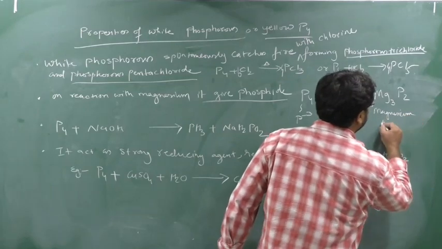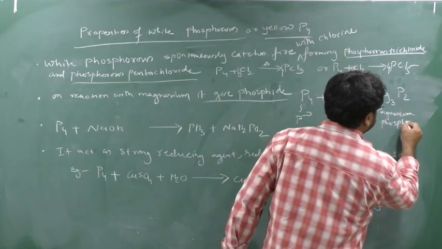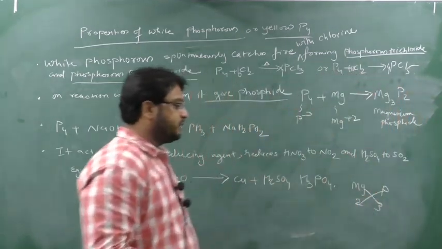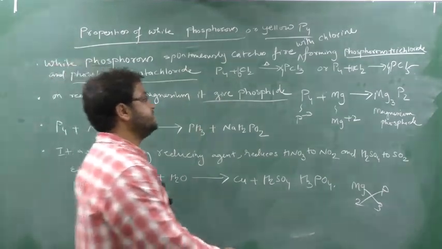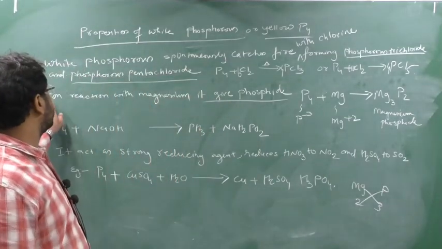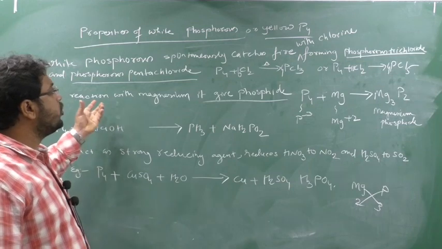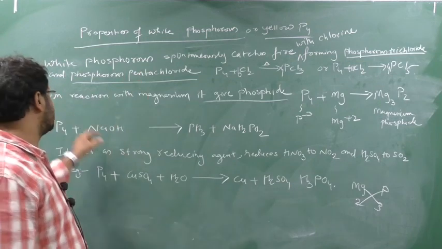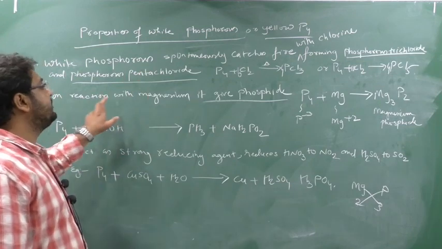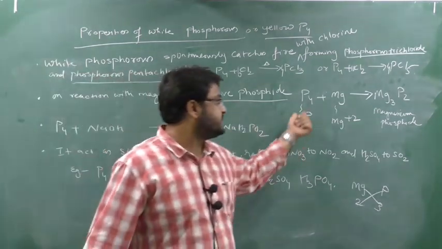Magnesium phosphide. Clear? So I will get two compounds, here magnesium phosphide. So it is written now that on reaction with magnesium, this white phosphorus will give phosphide. You can see this reaction.